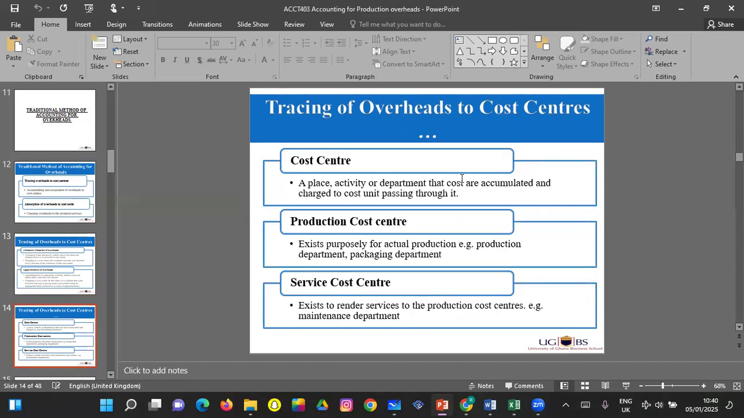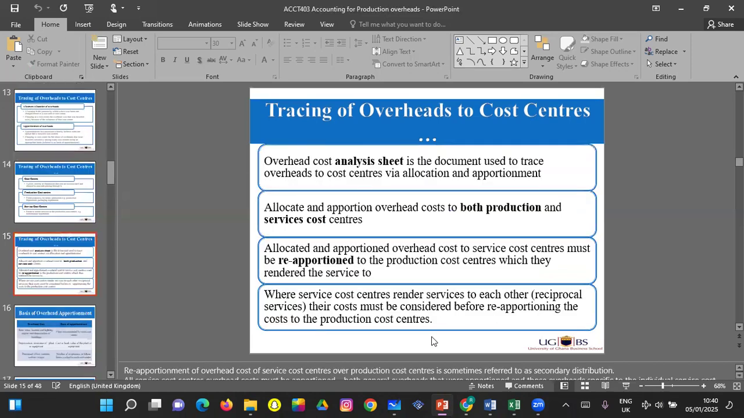So cost center, we've discussed this already, but let's go. A place or activity or department where costs are accumulated and charged to cost units passing through it. Then a production cost center exists purposely for actual production, example, production department and packaging department. Then you have service cost center. It exists to render service to the production cost centers, example, maintenance department.